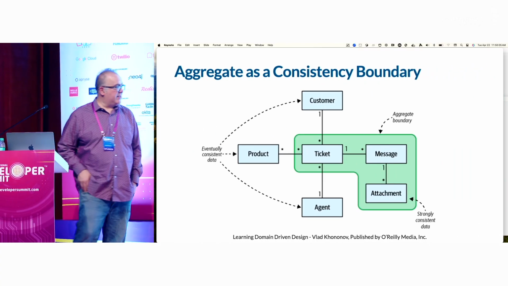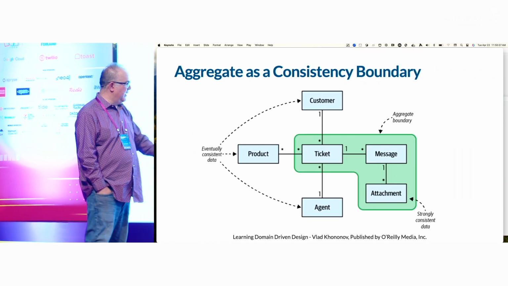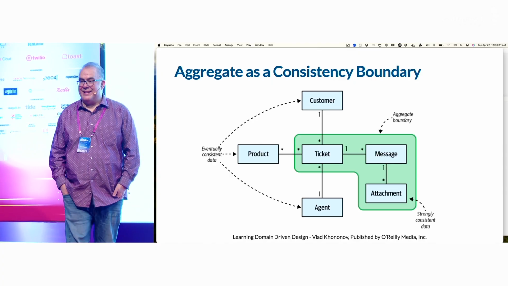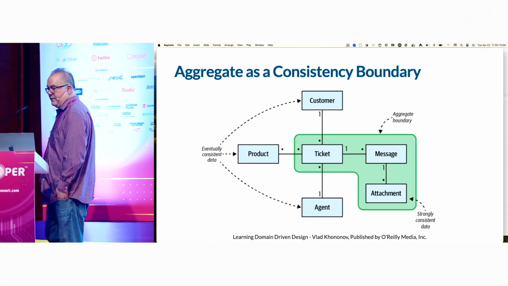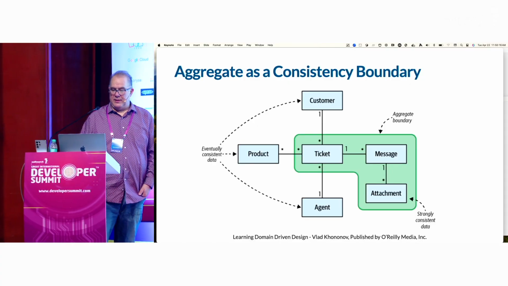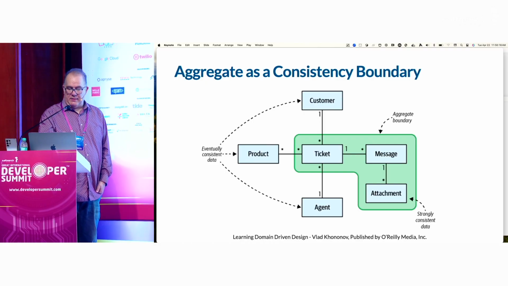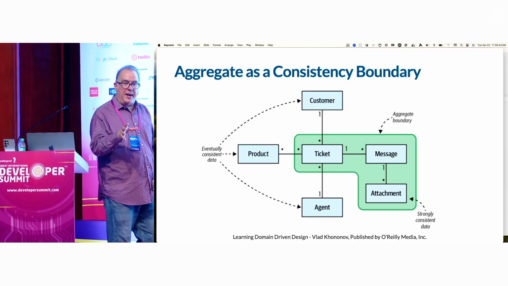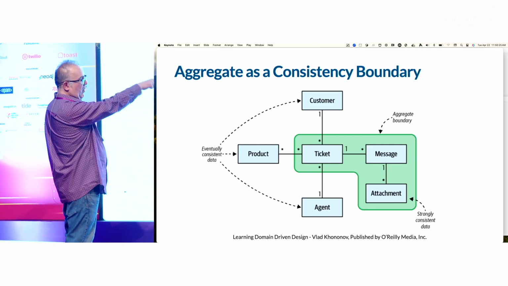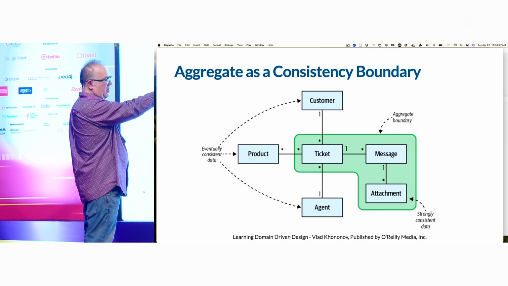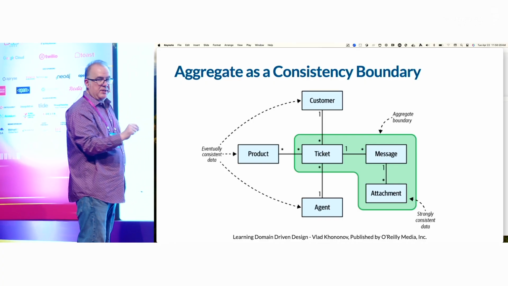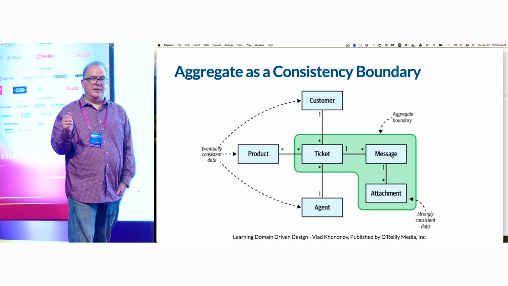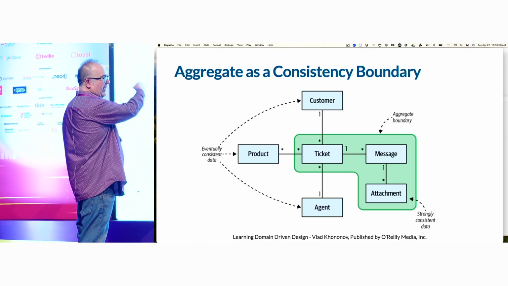And here's my favorite image from Learning Domain-Driven Design, which really highlights how you design a particular aggregate. And here it is. Ticket has a message and has an attachment. As far as the object graph is concerned, ticket owns a message object and message object owns an attachment object. But everything else is an ID. That is loaded later.